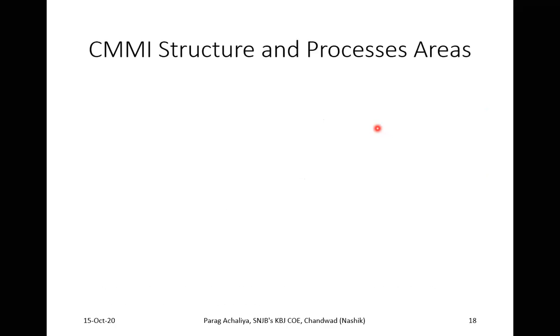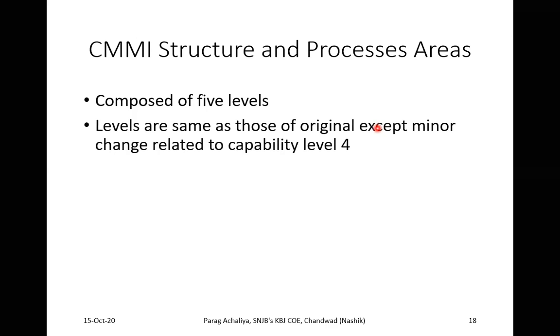CMMI structure and process areas. The next point is your CMMI structure and process areas. It is composed of 5 levels. Again, CMMI is composed of 5 levels like your CMM. The levels are same as those of your original except a minor change related to capability level 4. The levels of CMM and CMMI were same, except for your level 4.